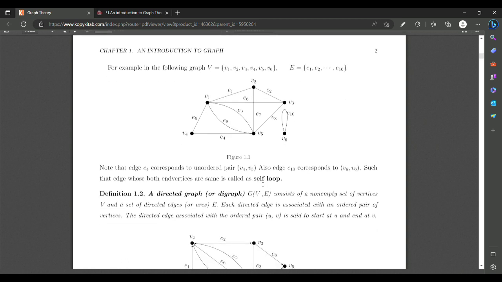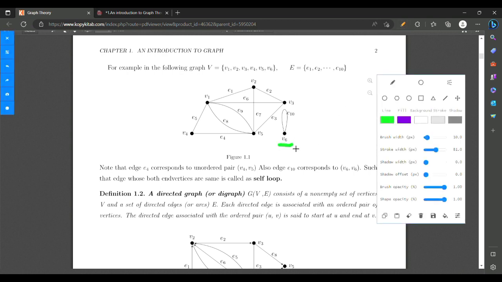What is a self loop? Here it is given as an edge whose both end vertices are the same. Here V6 is a self loop whose both end vertices are the same.